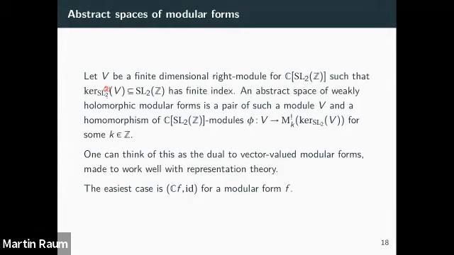Then an abstract space of weakly holomorphic modular forms is a pair of such a module V and a realization homomorphism from this vector space V into the space of weakly holomorphic modular forms of given weight K. Here in this talk, we assume K in Z. You can do that for half integral weight too, but then of course you have to use MP1Z.